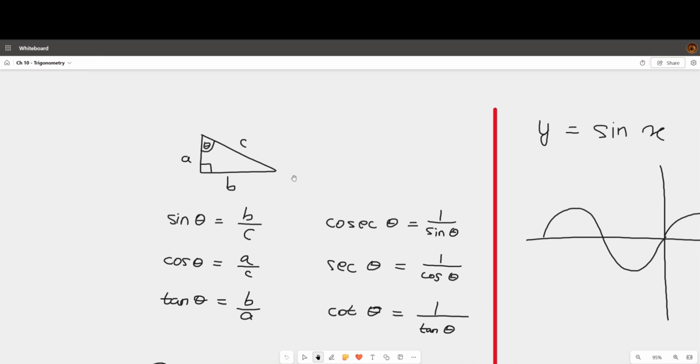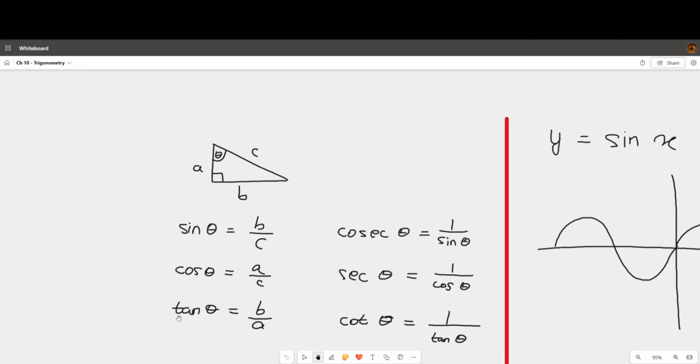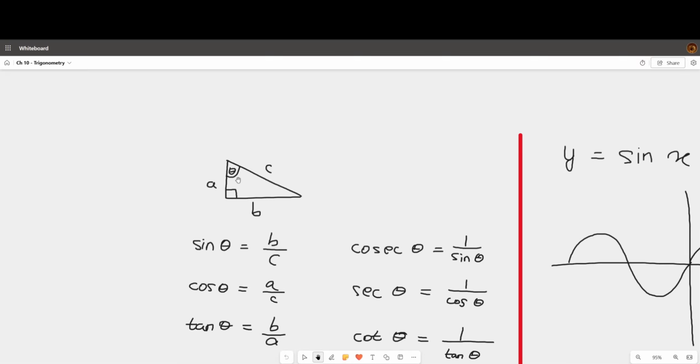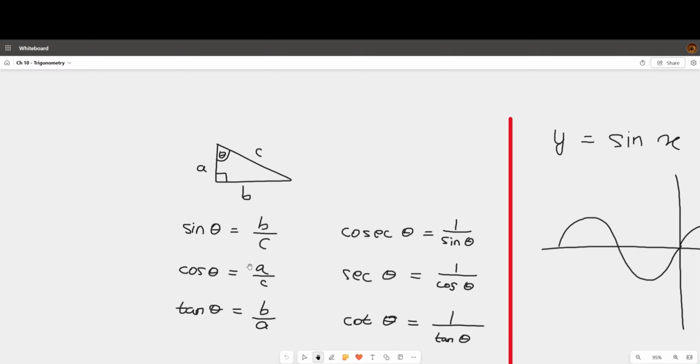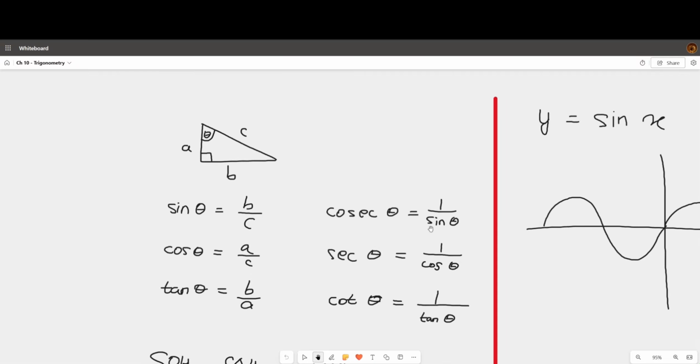So trigonometry has these six basic functions: sine, cos, tan, and then the reciprocals of these: cosecant, secant, and cotangent. So tan is tangent. And so basically, if we say the sine of some angle theta will be b over c, cosine of that angle theta will be a over c, and then the tangent will be b over a. And then obviously these are reciprocal. So cosecant is the reciprocal of sine, secant the reciprocal of cos, and then cot the reciprocal of tan.